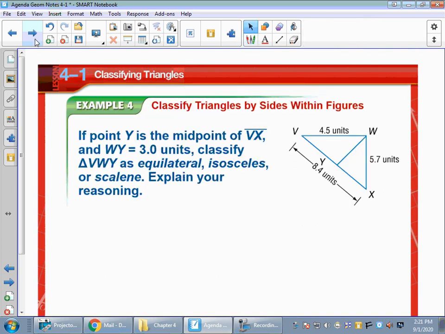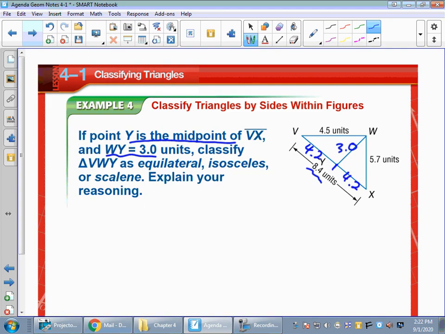All right. Next one. Point Y is the midpoint of VX, and WY is 3 units. Classify it as either equilateral, isosceles, or scalene. So let's take a look at this one and see what we have. The given information says WY is equal to 3.0 units. And we know that Y is the midpoint of VX. So that means we're going to be able to cut this 8.4 in half because Y is the midpoint. So this section here would be 4.2, and this would also be 4.2 to make up that 8.4.